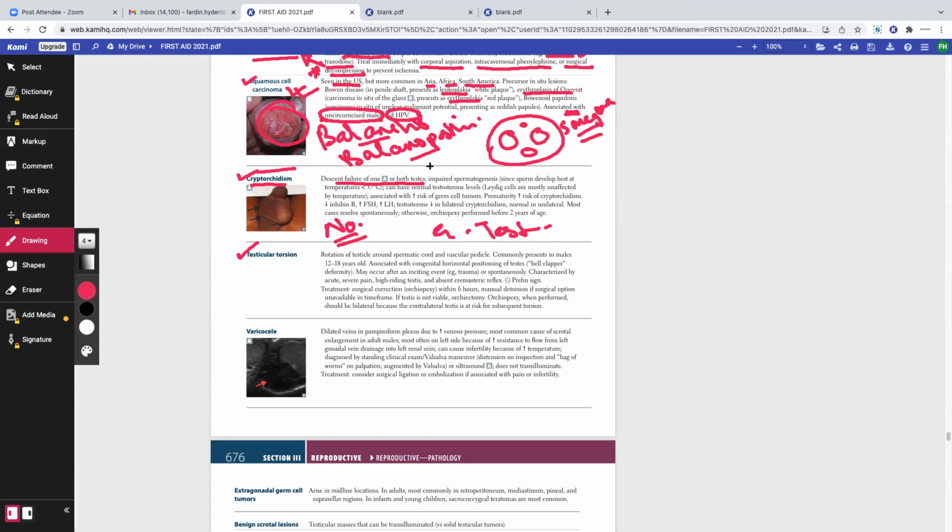With the high temperature they're exposed to in the abdomen, can we have metaplasia, dysplasia, anaplasia? Yes or no? The answer is yes. So they can have normal testosterone levels, but there's an increased risk of germ cell tumor. So prematurity is associated with increased risk of cryptorchidism.